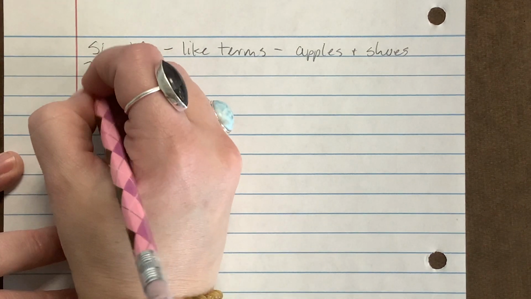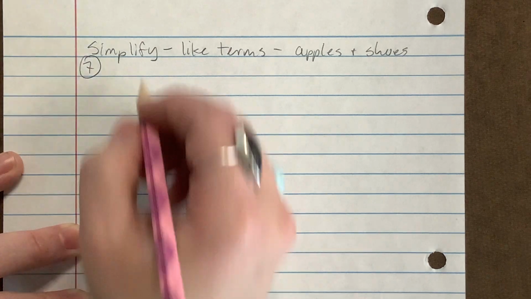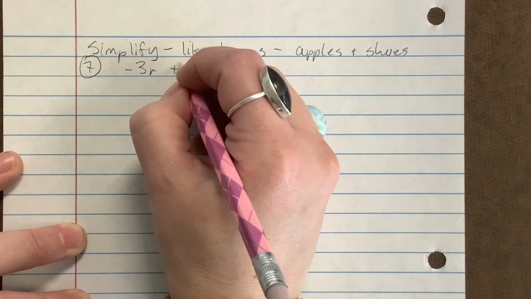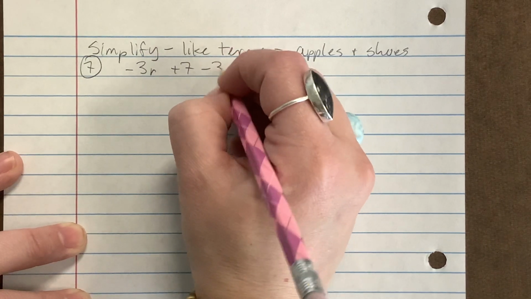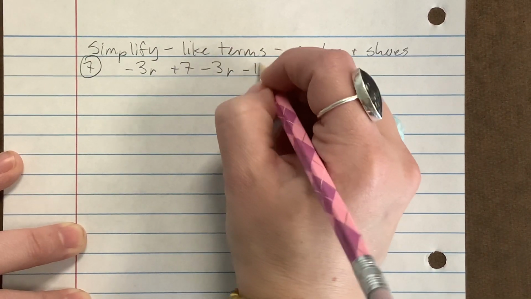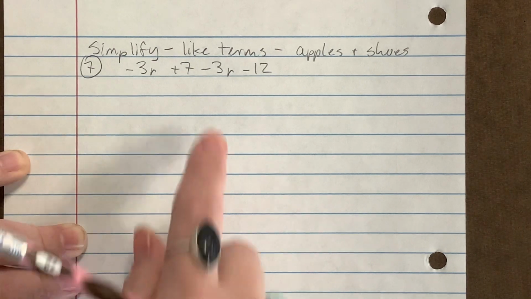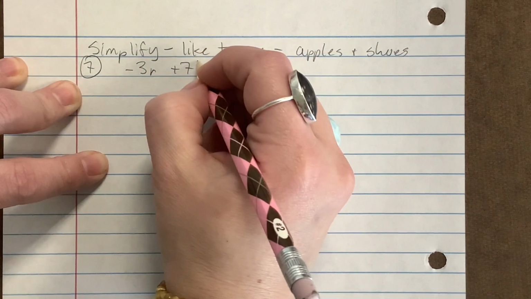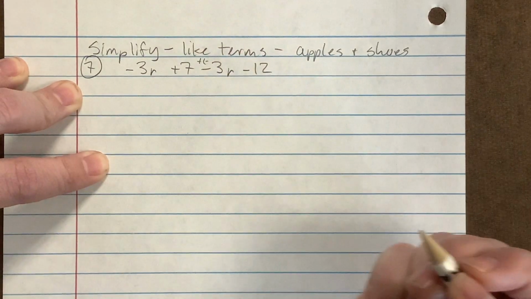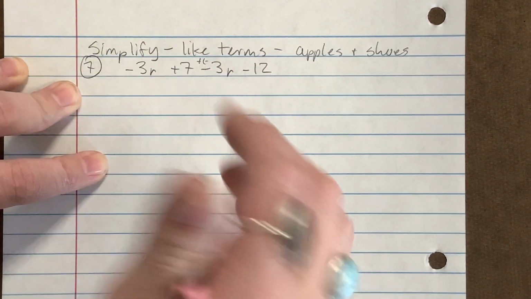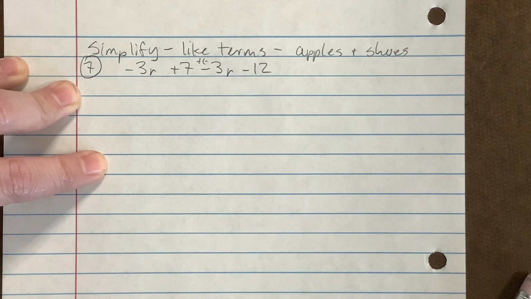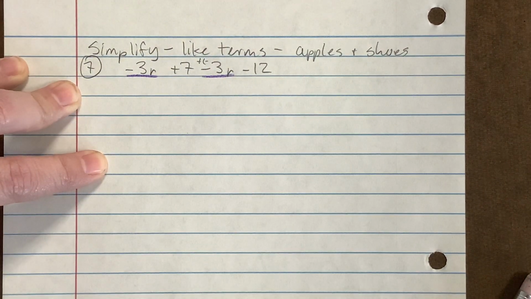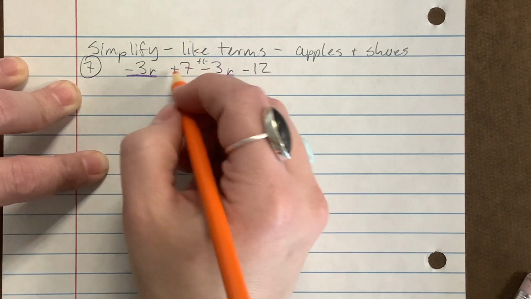All right, since we practiced this so much yesterday, we're just going to do one. -3r plus 7 minus 3r minus 12. Okay, so hopefully you guys remember the minus is really adding a negative both times, so those are just negative. I still have my colored pencils from before. So we've got our two r terms, and then we've got our two constants.